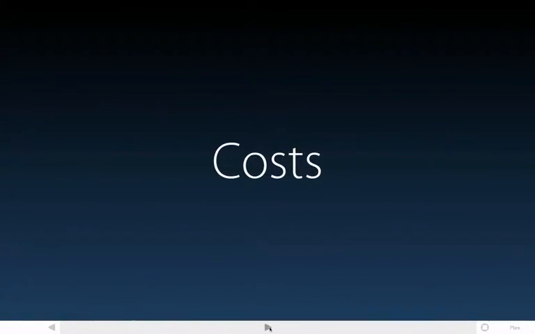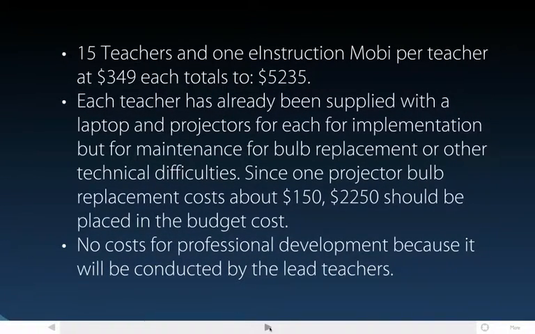As for the cost of this product, there will be 15 teachers and one eInstruction Mobi per teacher at $340, totaling $5,235. Each teacher has already been supplied with a laptop and projectors for each implementation, but for maintenance, for bulb replacement, or other technical difficulties, since one projector bulb replacement costs about $150, $2,250 should be placed in the budget cost. No cost for professional development, because it will be conducted by the lead teachers.